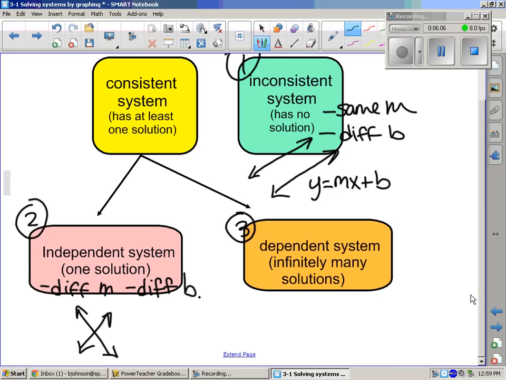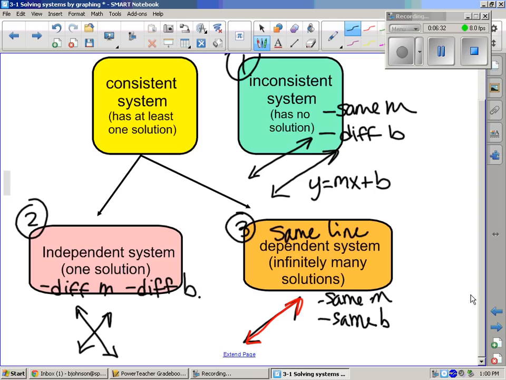So if you think about how it would be possible for lines to touch infinitely many times, if you had your first line look like this, and your second line looks like this, they would touch infinitely many times because they're the same exact line. So maybe put a note on there that they're exactly the same line. You're looking for the same m and the same b.